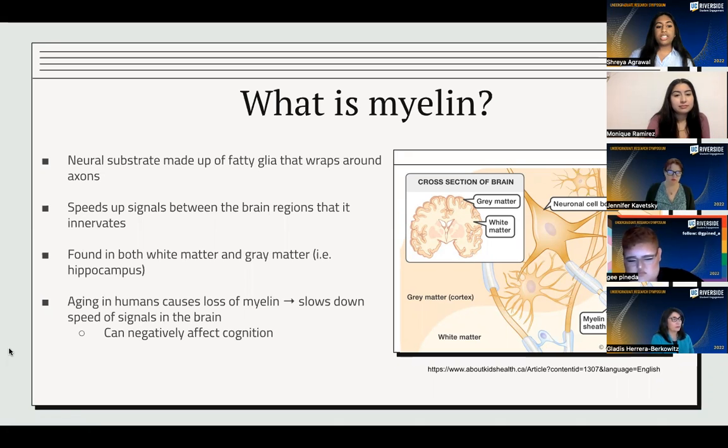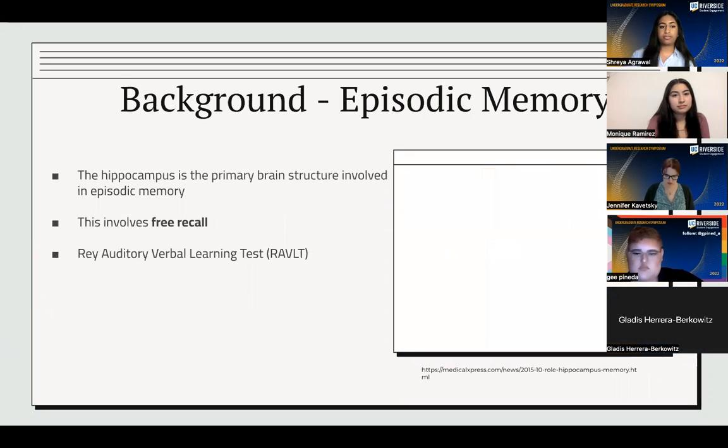As aging occurs in humans, there is a loss of myelin, which ultimately slows down the speed of signals in the brain. And this ultimately can negatively affect cognition.